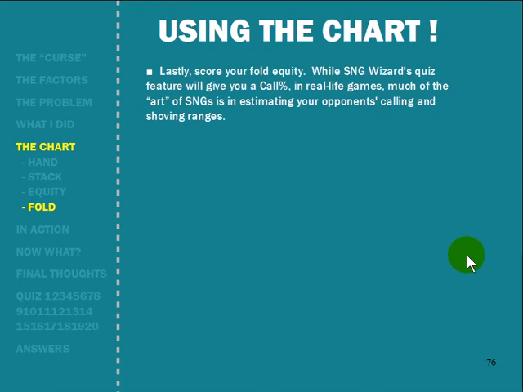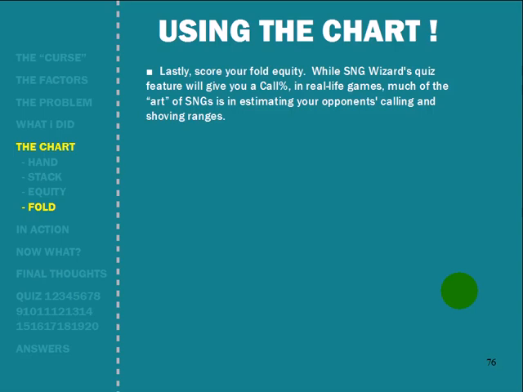So anyway, the last thing that we do, and this is going to be much easier, is to score your fold equity. And now when you're using the quiz feature on Sit and Go Wizard, the call percentage is right in front of you, right? I mean, it just says what it is. So, that's not too troublesome.